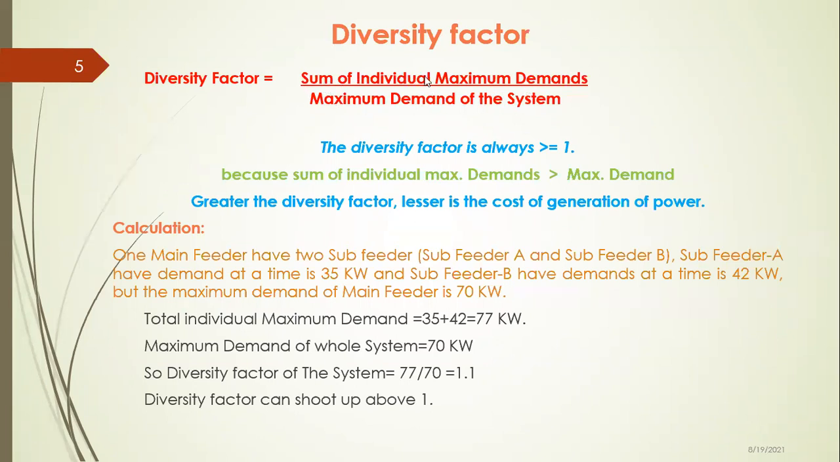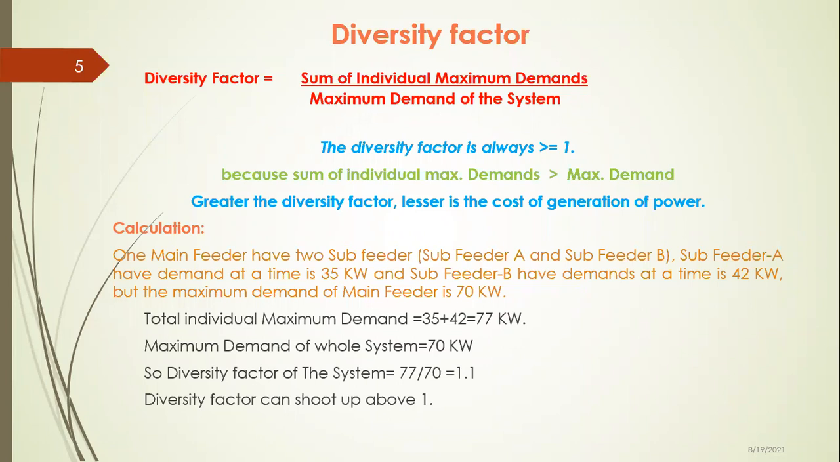Okay, so sum of individual maximum demands, like the maximum demand of room number 1, maximum demand of room number 2 plus maximum demand of room number 3 plus maximum demand of kitchen, plus maximum demand of lobby, like this. So here is the sum of individual maximum demands and divided by the maximum demand of your complete home. Okay, so maximum demand of the complete home, it may be at some different time. It may be the time will not match.